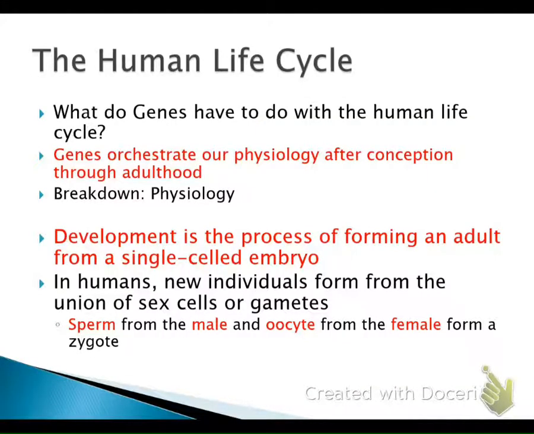So the human life cycle, whether or not you realize it, from the time that we're conceived to the time that we die, everything is dictated by your genetics. And development is the process of forming an adult from a single-celled embryo. The other thing I want to throw out there at the beginning is that new individuals form from the union of sex cells, and these sex cells are called gametes. Human gametes are, and you can see at the bottom I have it, sperm for the male and the oocyte or the egg for the female. Those combine together to make a new human.